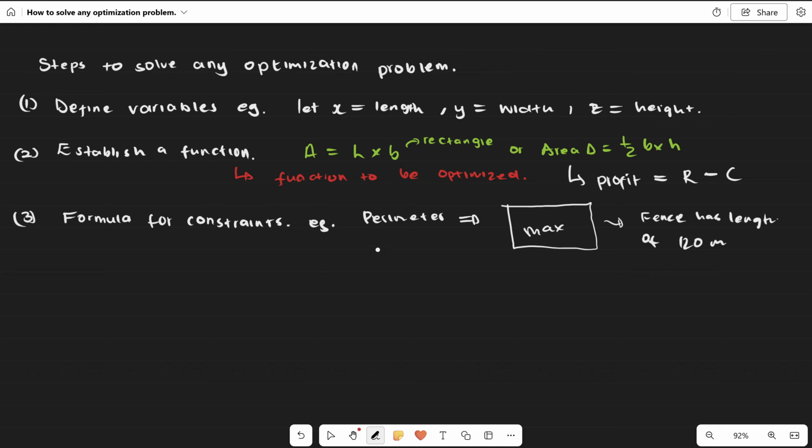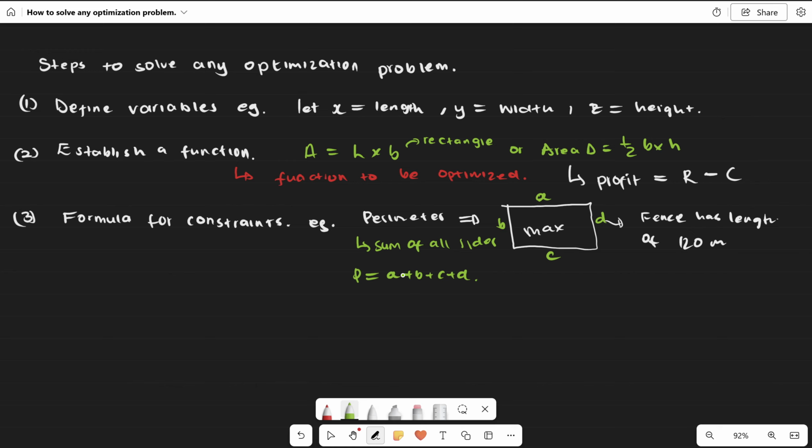In this case, if we're looking at this diagram and trying to find the maximum area of this rectangle, our perimeter would be the sum of all sides. Let's say this side is A, this is B, this is C, and this is D. So our perimeter would be A plus B plus C plus D, right? This is our perimeter function if we were looking at this area problem.